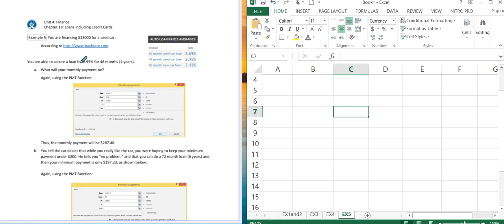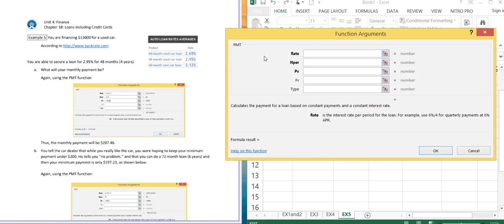So suppose that you're buying a used car, it's $13,000. You got an annual interest rate of 2.95% for 4 years. So let's figure out what our monthly payment would be. So equals, your payment function. Our rate here is the 2.95%. Again, all loans will be divided by 12. This is a 4-year car loan, so 48 months.